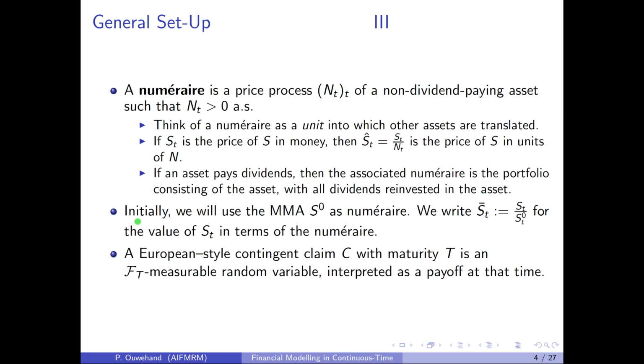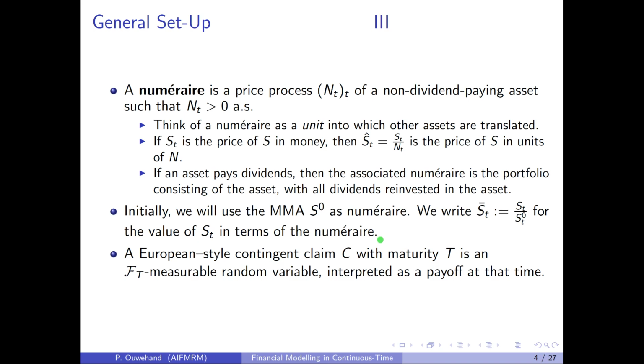Initially, as in discrete time, we will use the money market account or bank account S0 as the numeraire, and we will write S bar t to be the discounted value of S. In other words, S divided by the value of the bank account. That's then the value of S in terms of the numeraire. Very soon, however, we will be using different assets as numeraire. Changes of numeraire and measure are a very powerful method for simplifying certain problems.